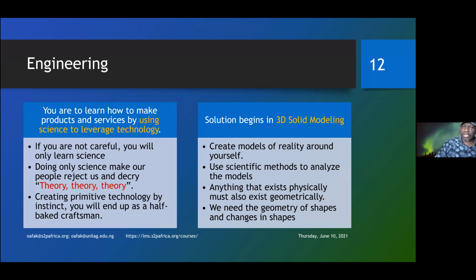So you need to see how these things connect, and that they depend on the theory, but the 3D solid modeling is your first bridge to use that theory, that science, to leverage technology in order to create products. You can see why it is therefore exceedingly important. Even if you don't agree that it is the most important thing, at least I hope you will agree with me that it is very important.